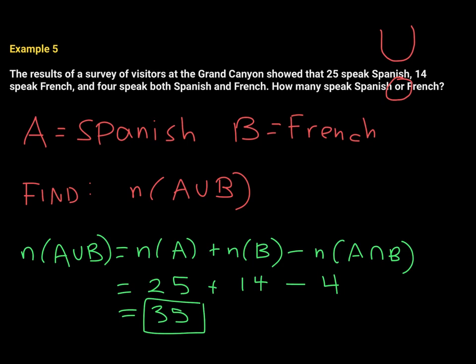35 people either speak Spanish or French. What that means is 35 people either speak Spanish or French or both, right? That's the definition of union, right? You are in set A or in set B, or you're in both. So 35 people either speak Spanish or French, or they could even speak both.